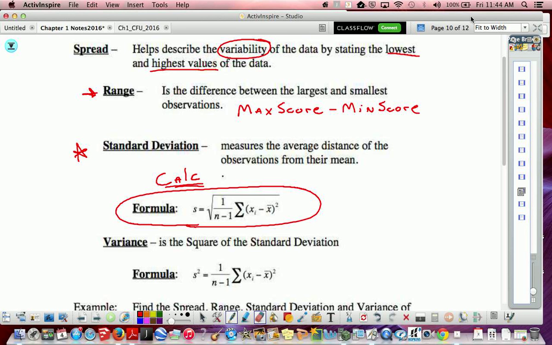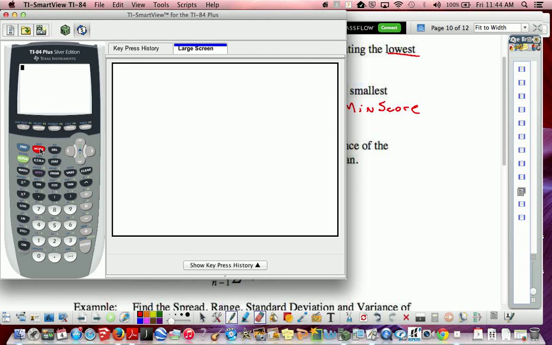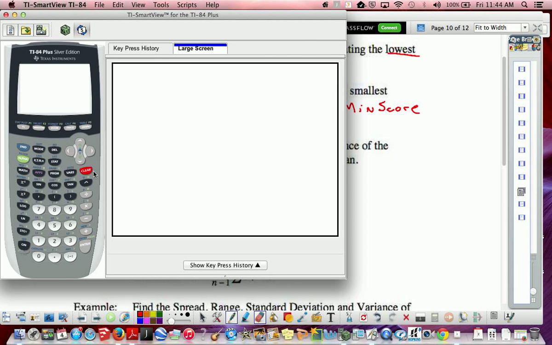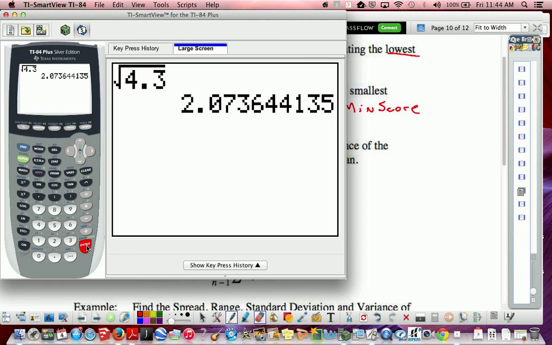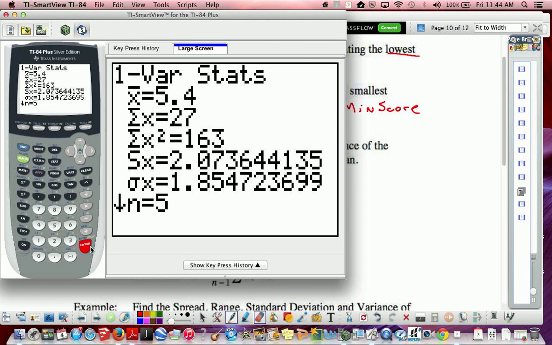So, I can even do it on my calculator. Square root of 4.3. Oh, that's not what I asked it to do. The square root. I stand so close I can't even see the square root symbol. All right, 2.07364. So if I go to stat, calculate, and I do that one variable statistics, did it give me the exact same standard deviation? Okay? So, by taking the square root, we got it.